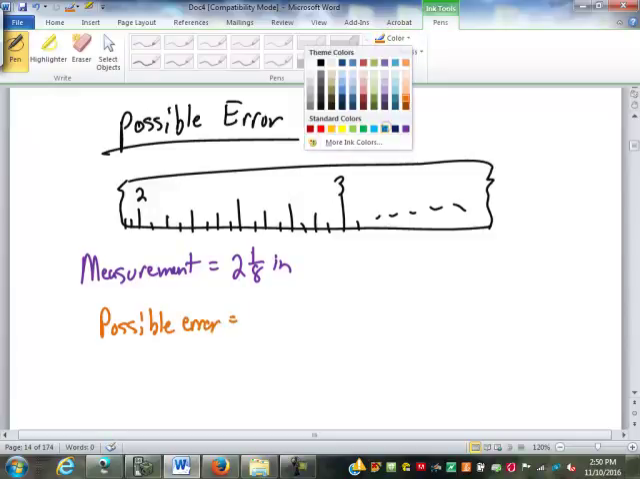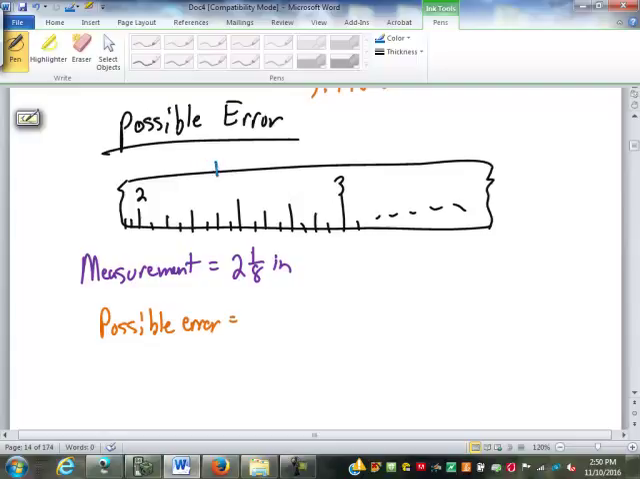Well, to find that, the first thing we got to do is we got to find the degree of precision here, right? The degree of precision, how many spaces are there between 2 inches and 3 inches? 16. So the degree of precision is a 1/16 of an inch. So that means the possible error would be plus or minus 1/32 of an inch.